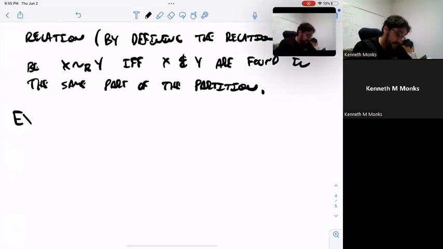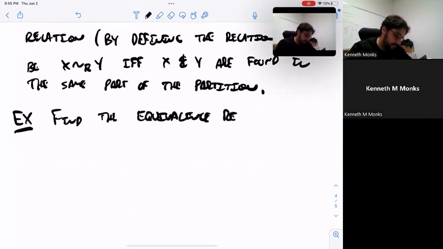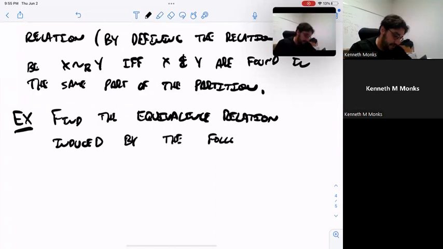So let's do another, very simple example, where I'm going to give a partition, and let's find the equivalence relation induced by the following partition. And here I'm going to do a finite set.